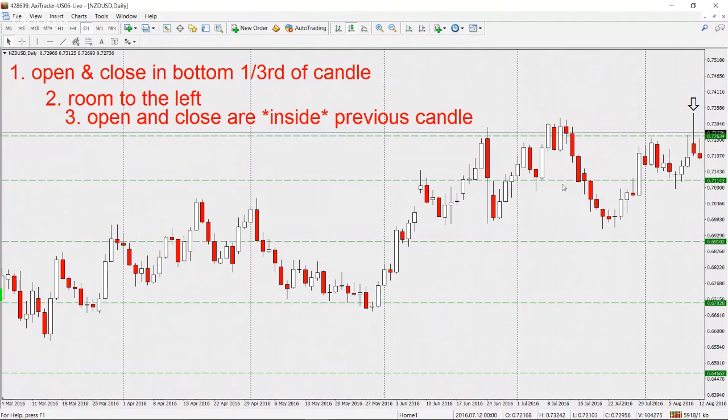Because we don't want to be catching a falling knife, okay? And if you get a kangaroo tail where the open and the close are not inside the previous candle, it means that's a fast-moving market. There's not a lot of overlap between candles, and it's quite likely that it's just a normal pullback in the midst of a trend. So that's why that's a pretty good rule to follow.